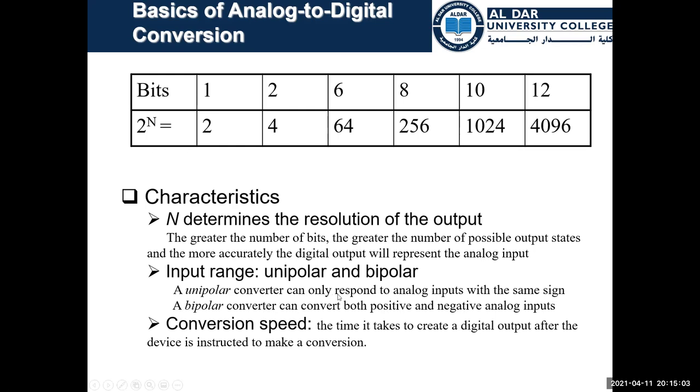Unipolar converters can only respond to analog inputs with the same sign. A bipolar converter can convert both positive and negative analog inputs. This is the difference between unipolar, which is specialized in some specific sign, and bipolar, which is not specialized and can convert both positive and negative signals.